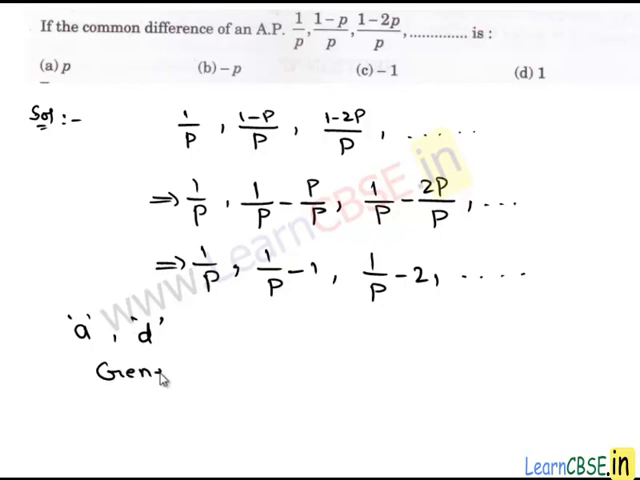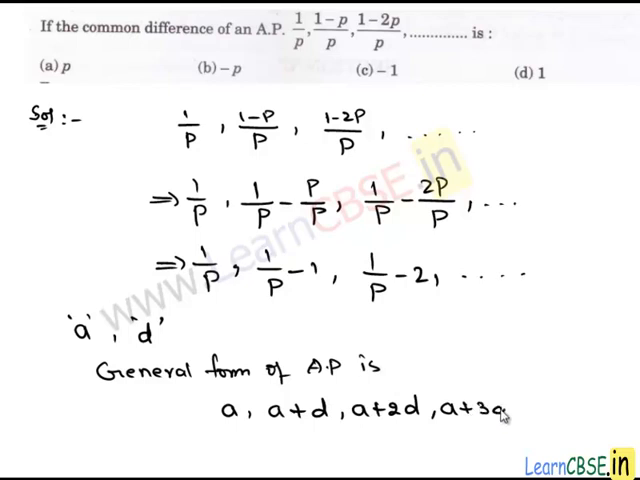If A is the first term and D is the common difference, then the general form of an AP is A, A plus D, A plus 2 times D, A plus 3 times D, and so on. If we compare the given series with the general form of an AP, we get the value of A is 1 upon P and common difference D is -1. Therefore, we can say that -1 is the common difference of this AP.